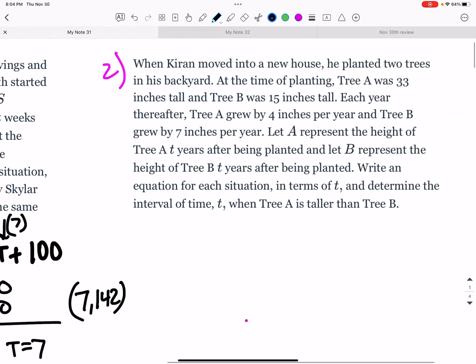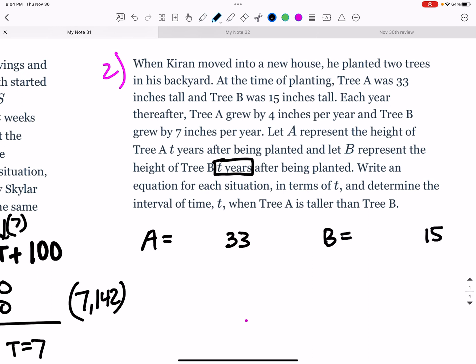Okay, number 2. T is what I'm using for years. Tree A was 33 inches tall when it started, so it's taller now. Tree B was 15 when it started, so tree A was taller, but tree B is growing faster. Tree A grows 4 inches every year, plus the 33 it started with. Tree B grows 7 a year, plus the 15 it started with. So tree A is taller to start with, 33 to 15, but it's only growing 4 a year, where B is growing 7 a year. So eventually B is going to catch up because it's growing more per year.